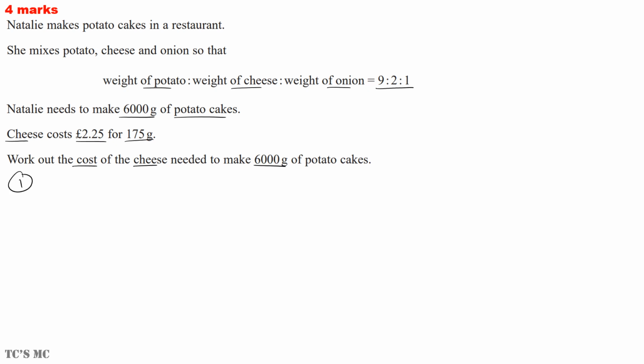Step 1. We need to work out the weight of cheese needed. Use the ratio given. Also include total. The ratio is 9 to 2 to 1. The total parts here is 12. The total weight of the potato cakes is 6,000. To go from 12 to 6,000, we need to multiply by 500. Do that to all the parts.